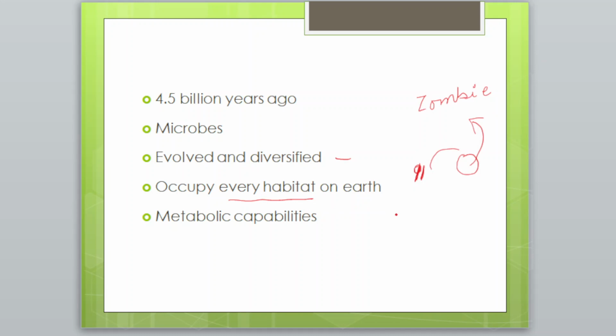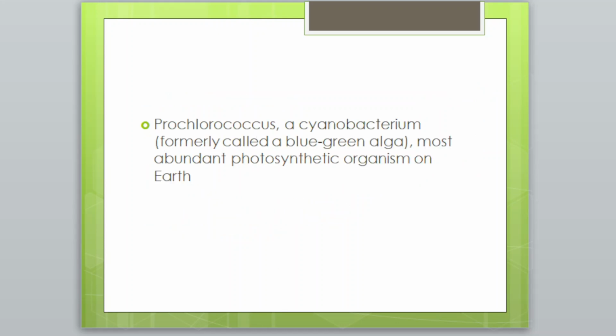So, after that, this diversity of the cellular microorganisms is best exemplified by their metabolic capabilities. So why are these microorganisms diverse? Because of their metabolic capability. Metabolic capabilities of the microbes make them diverse.